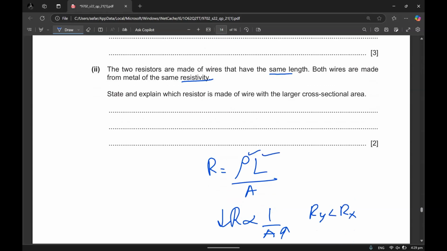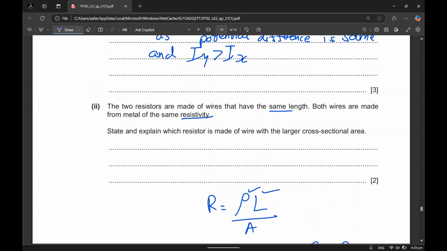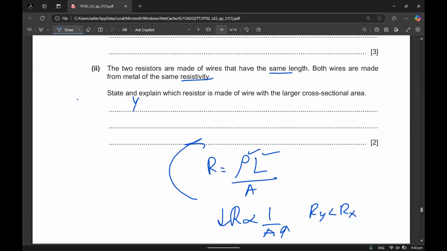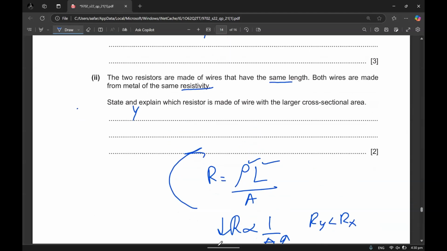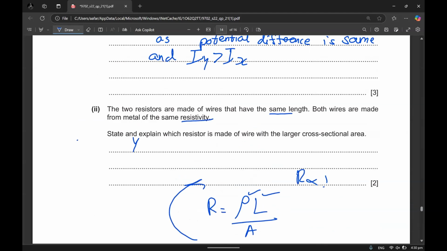So cross-sectional area of Y will be greater, since... let me try to explain this over here.